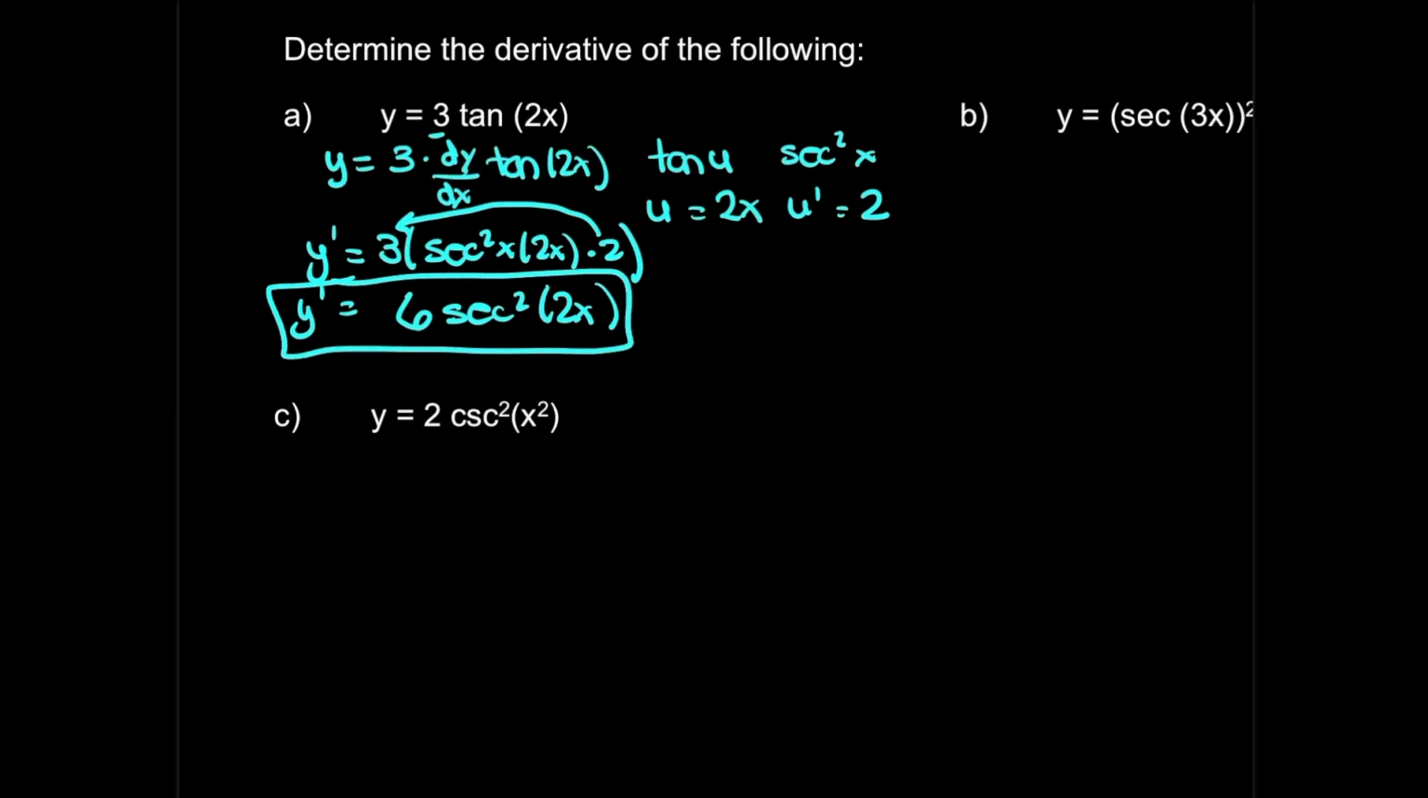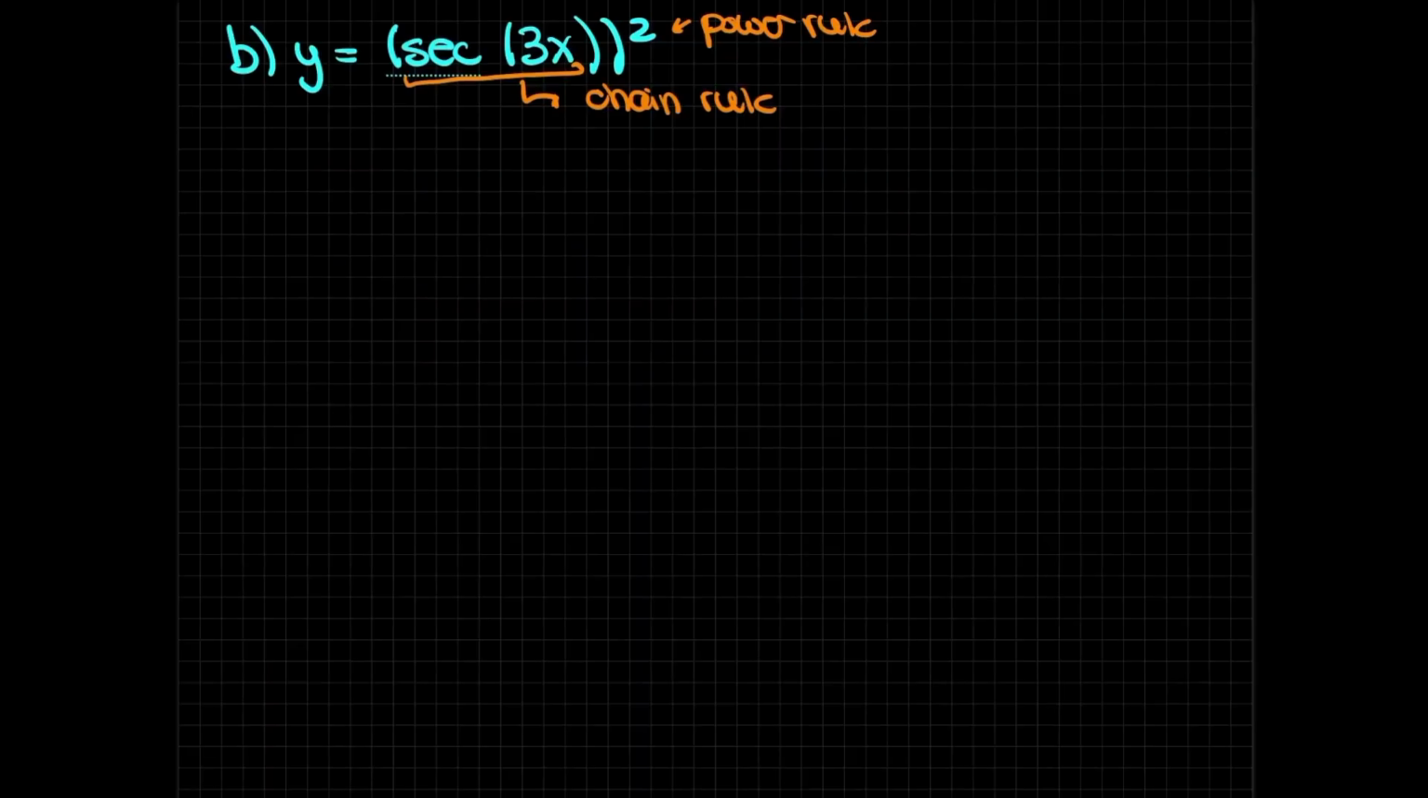Okay, now let's look at the next one. This one is a power rule on the outside with the chain rule on the inside. So power rule on the outside, chain rule on the inside. And I think I'm going to dash over to another page just so we have a little bit more space to write this one out. Okay, so we have y equals secant 3x all raised to the power of 2.